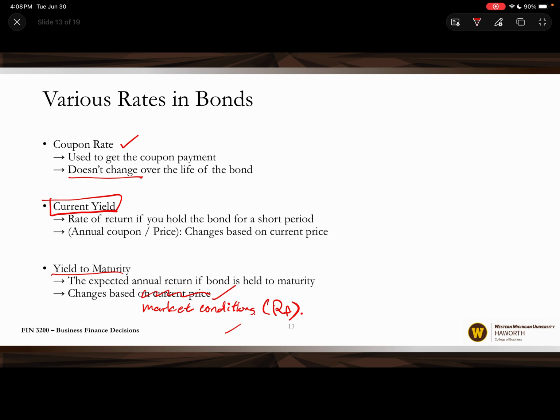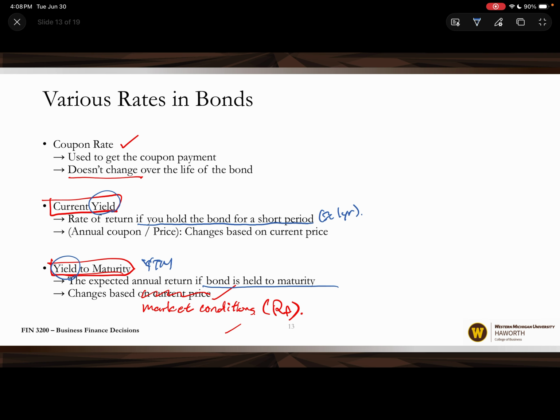Current yield is similar to the yield to maturity. Notice that both terms have the word yield, right? So it's some kind of rate of return, but the yield to maturity, YTM, is the rate of return if the bond is held until maturity, but the current yield is the rate of return if you hold a bond for a short period. We'll just say approximately 1 year. It could be 2 to 3 years maybe, but we'll keep it simple and say short period is 1 year.